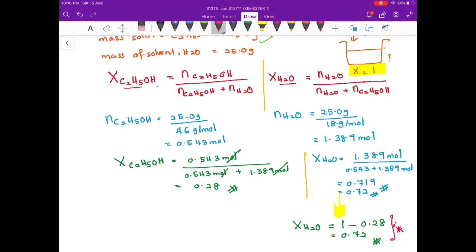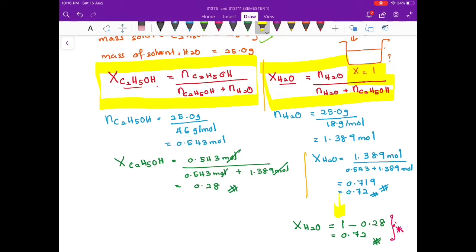Okay, so the most important thing here is you need to write the formula for the mole fraction. This is the general formula, and make sure you identify what is the solute and solvent. And for mole fraction, there is no unit because mole and mole already cancel off during the calculation, including this one.